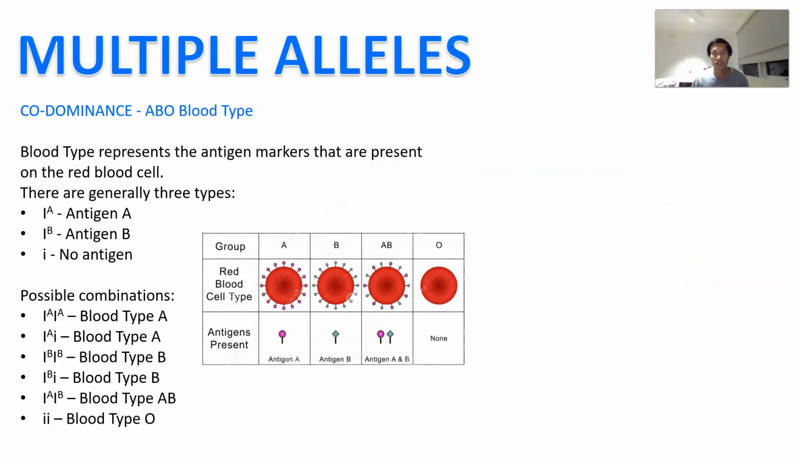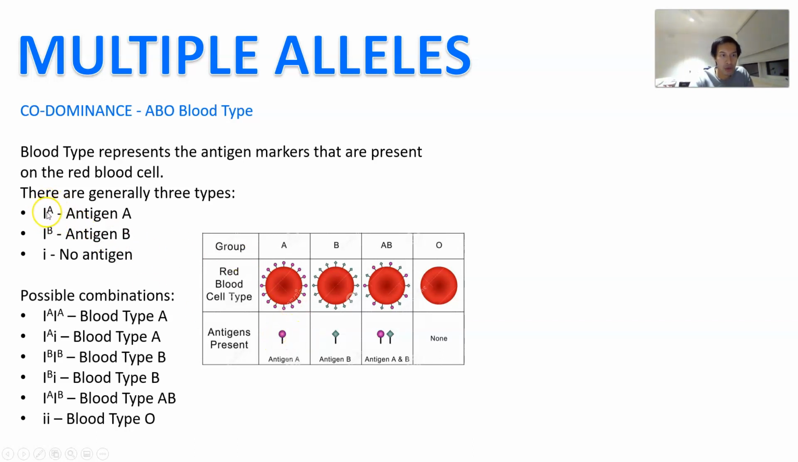Now, here's another example of codominance. We're going to talk about ABO blood type. It's a really cool thing to understand, particularly if you ever go into things like nursing or paramedics, where we talk about blood donations, and it's really important that you get the blood type right. Blood type represents what we call an antigen marker that is present on all blood cells. There are generally 3 types of antigen markers, and they correspond with particular alleles. There is an I to represent immunoglobulin. That is the name of that antigen marker.